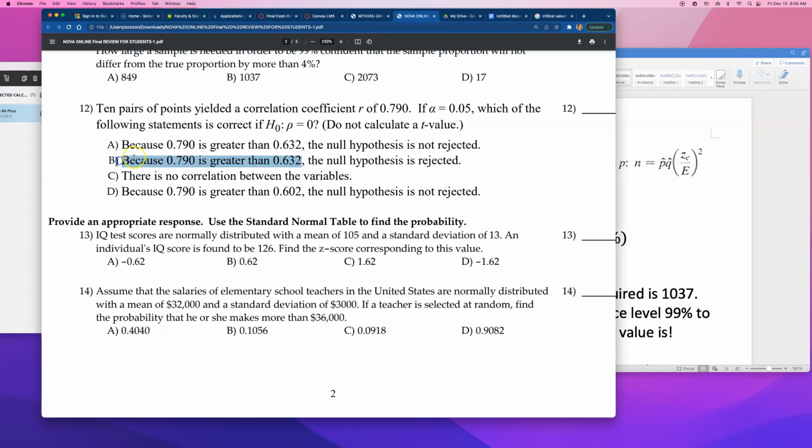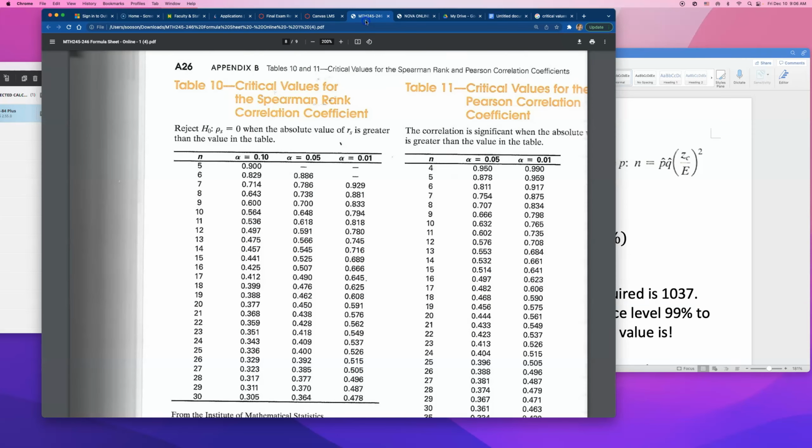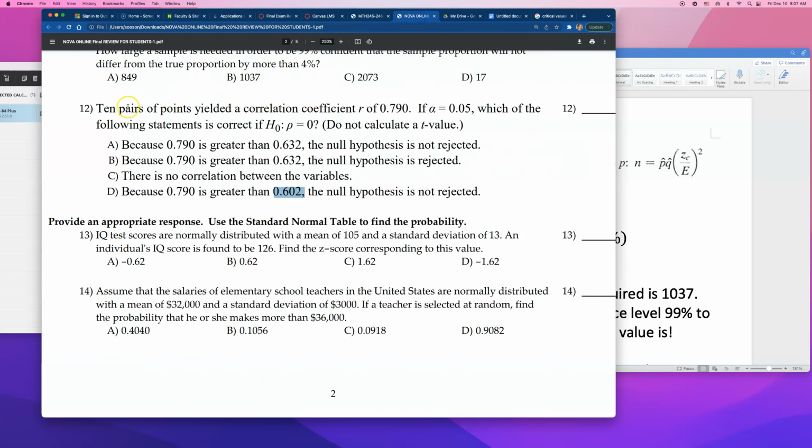They're comparing it. D is using the wrong critical value. That's not it. Where did they get this number? Could this be the number for, I don't know. Oh, that's, if they read it wrong, if they go down to n equals 11, that's where that number came from. But we read carefully, we have 10 pairs of points. So that's why we go with n equals 10.